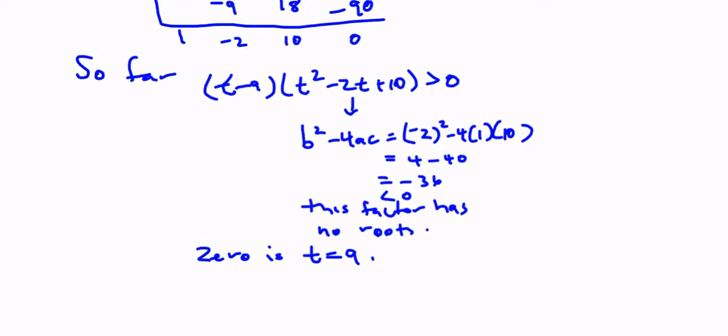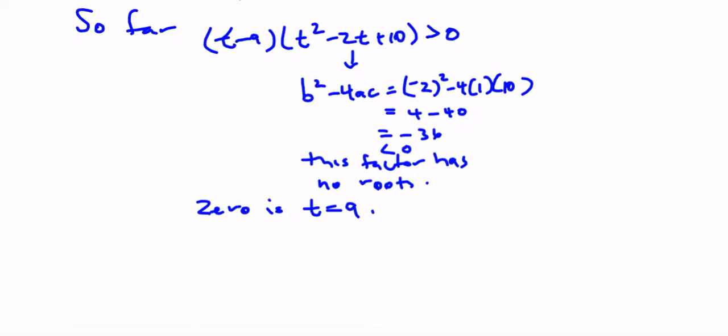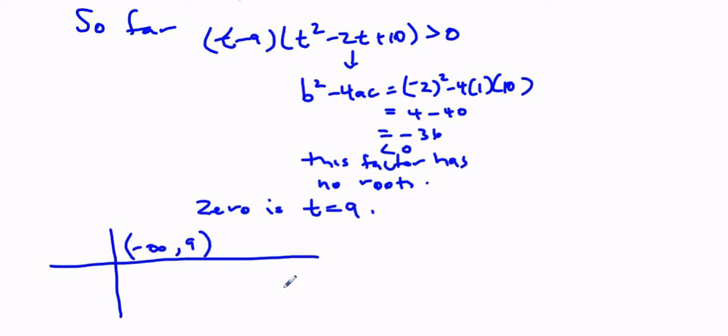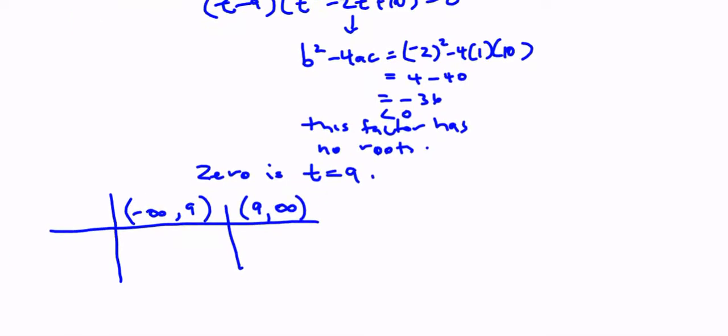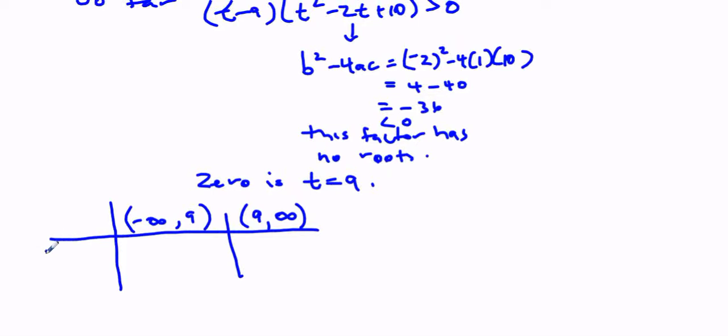But this is not our solution. What we have here is a 0, but we can have two intervals when we have a 0. So I'm just going to set up a chart here. My first interval would be the interval from negative infinity to 9. So those are all the years before 2009. And then I'm going to set up another interval for the years after 2009. And my factors are just going to be t minus 9 and t squared minus 2t plus 10.